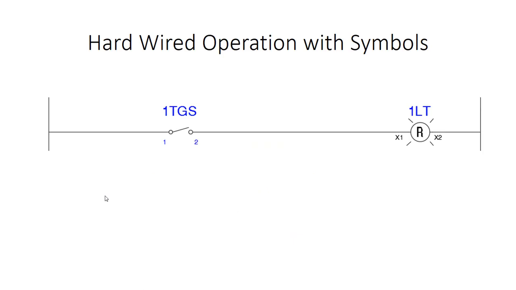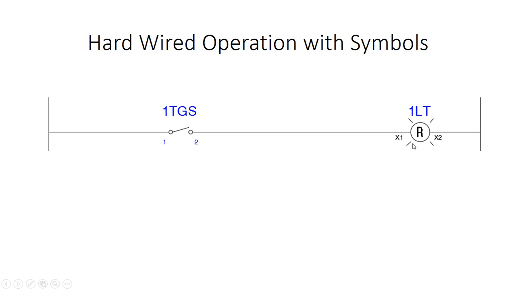So hopefully that made sense, those hardwired Jeopardies and programmed Jeopardies. Let's talk about hardwired operation again. When you do hardwired operation, you're going to have actual symbols. So if you had an input here, if it was a toggle switch or a limit switch or a float switch or something like that, that is going to be what you see for the symbol.